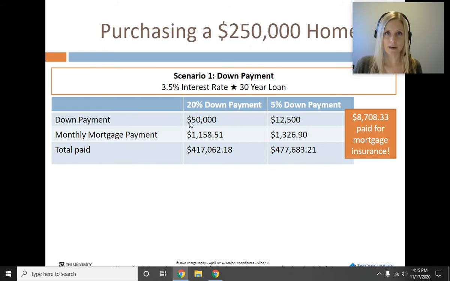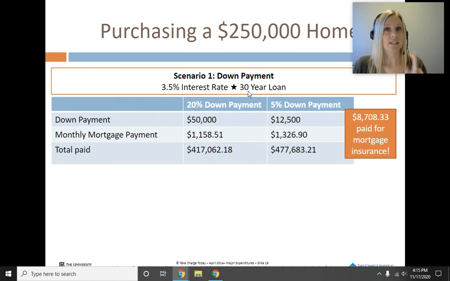That means in order to buy this house, you would have to have $50,000 in cash in order to even have a loan. You're going to get a 3.5% interest rate, which is pretty good, and you're going to be paying on it for 30 years. Long time. Your monthly payment is going to be $1,100, and over the course of that 30 years, with your payments and with the interest, you're going to end up paying $417,000 for this house. Ouch.